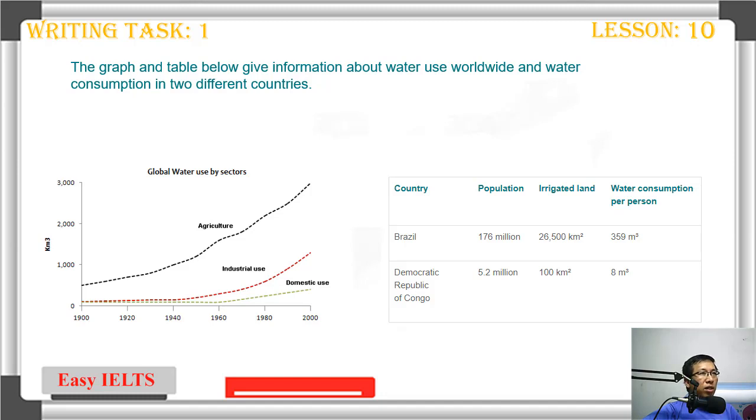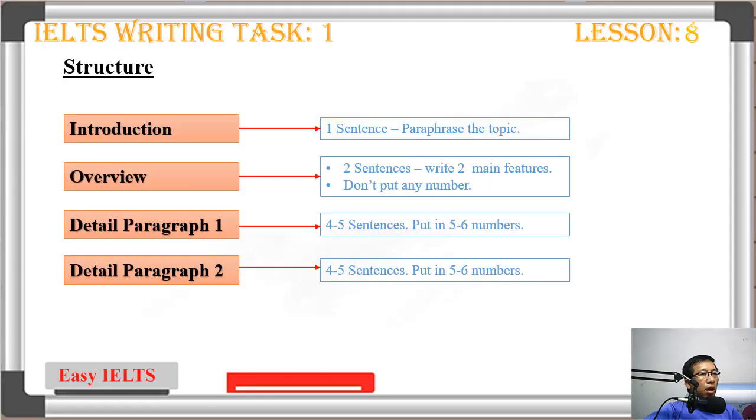We continue the pie chart, and the topic for today is: the graph and table below give information about water use worldwide and water consumption in two different countries, Brazil and Congo. Again, before we start, I'm going to remind you of the structure that we use. For the introduction, 1 sentence; overview, 2 sentences; detailed paragraph 1 and detailed paragraph 2, 2 or 3 sentences.